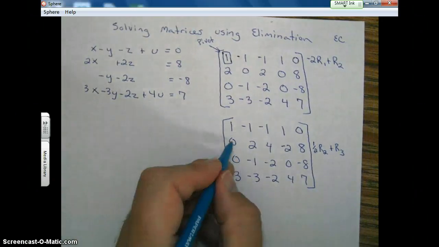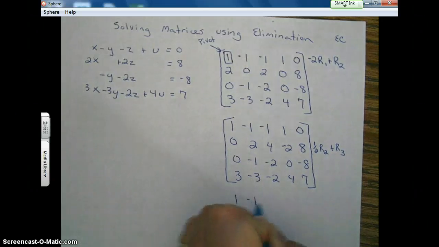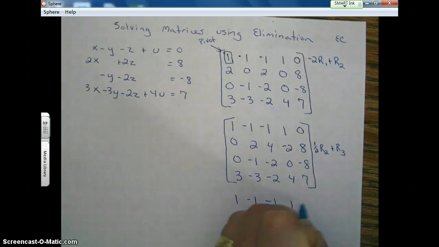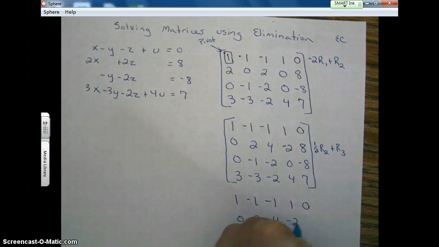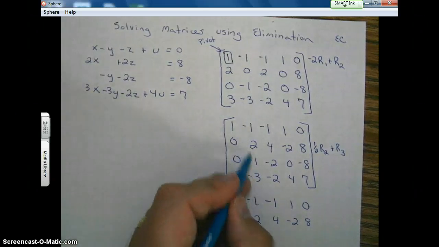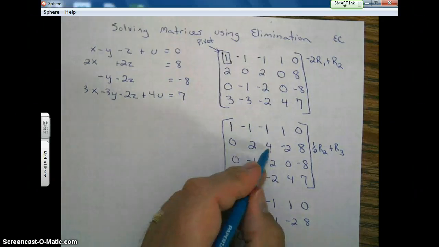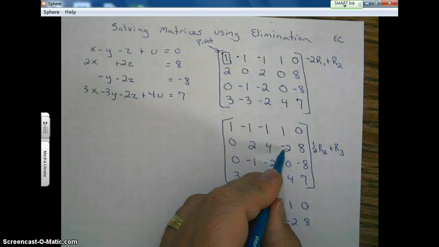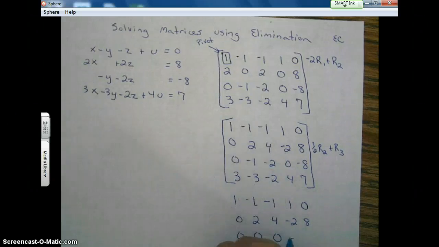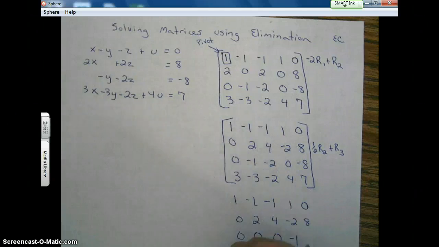Half of 0 plus 0 is 0. So I'm going to start by putting down my numbers again. Half of 2 is 1, plus -1 is 0, which is what I wanted. Half of 4 is 2, plus -2, which is 0. Half of -2 is -1, plus 0 is -1. Half of 8 is 4, plus -8 is -4.